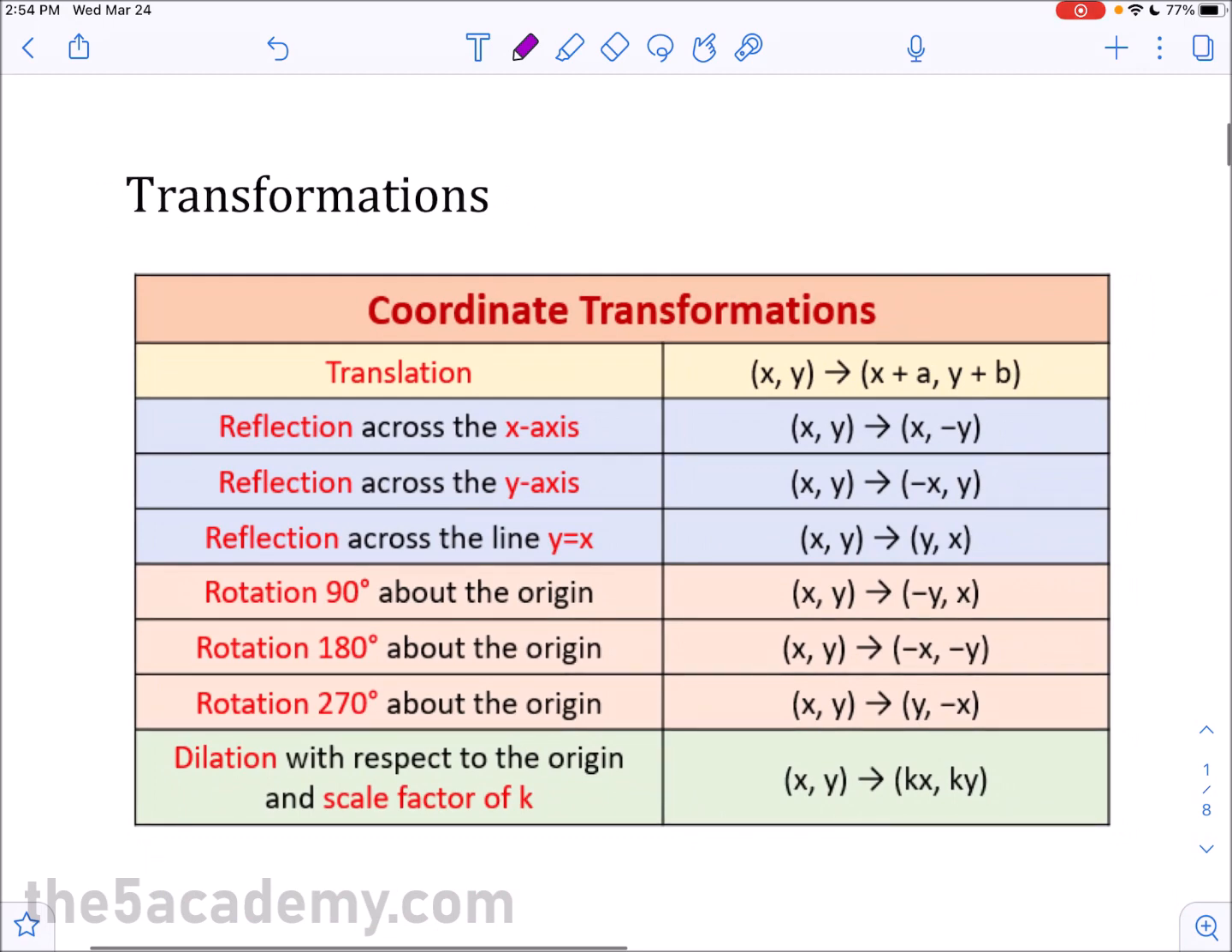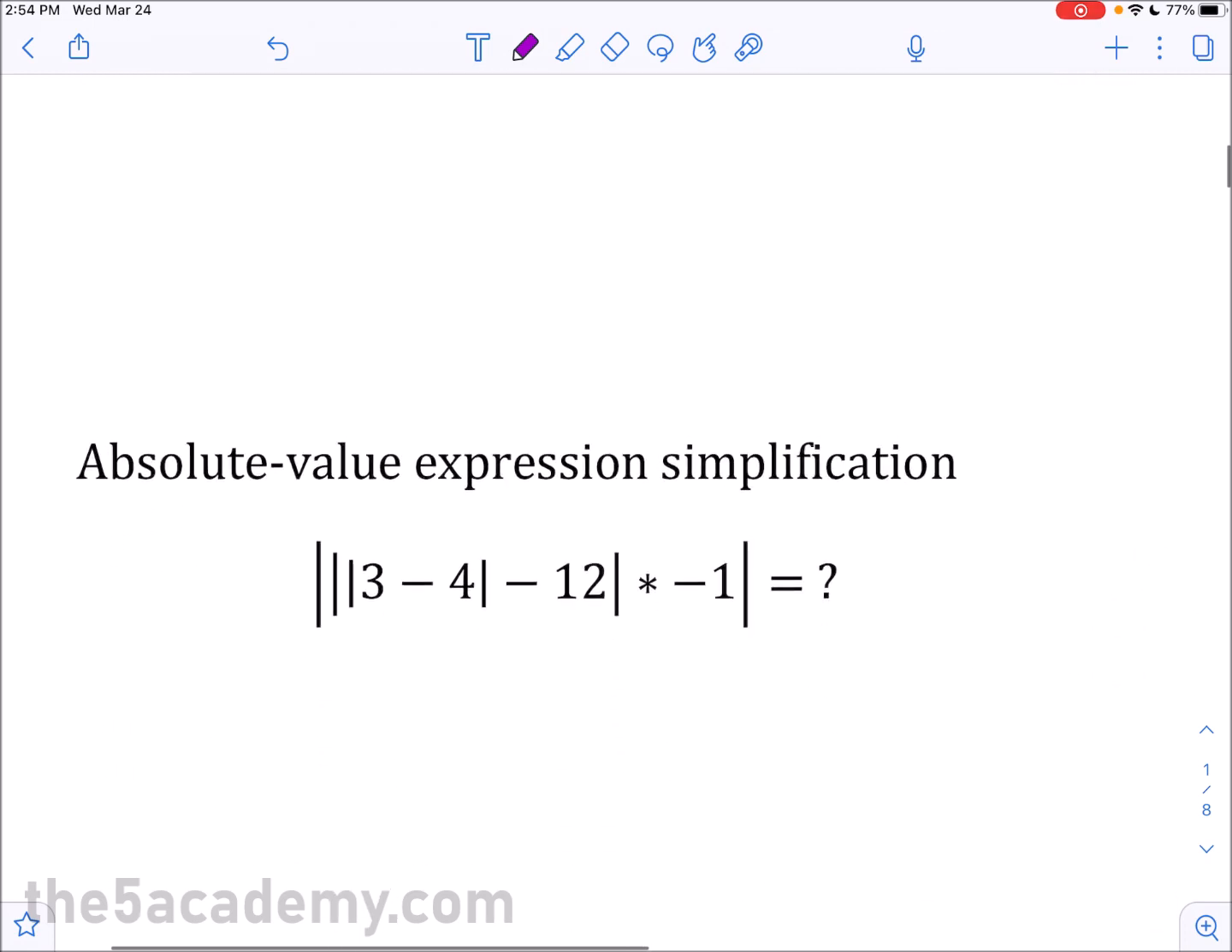Transformations is the number 3 skill. This is gonna be pretty complex to talk about in this video because it takes a lot of time to actually understand it, but this is something that you should have practice with. If you've taken Algebra 2 or Pre-Calc, you should know how to do this.